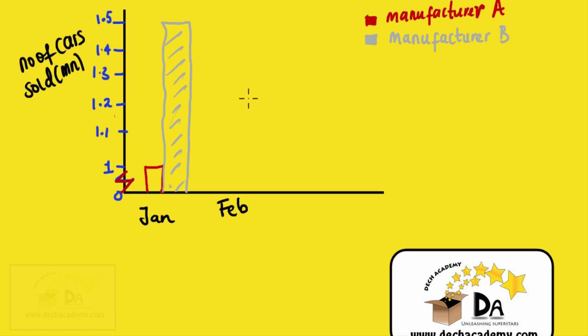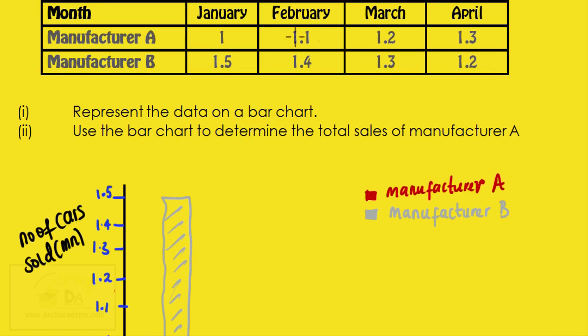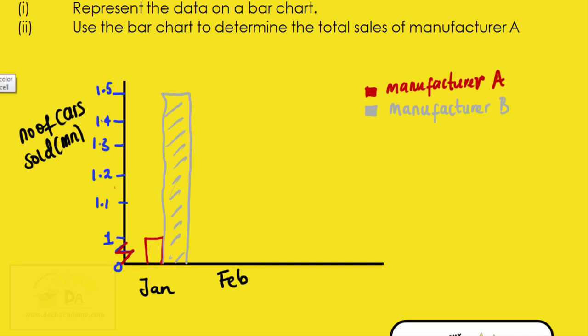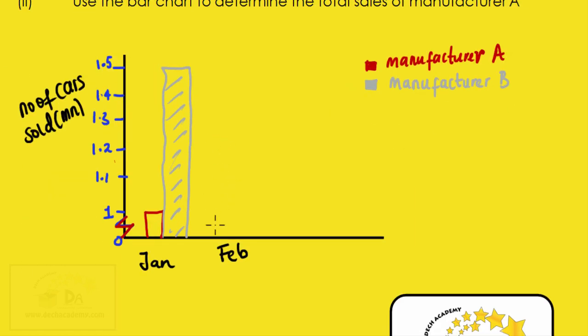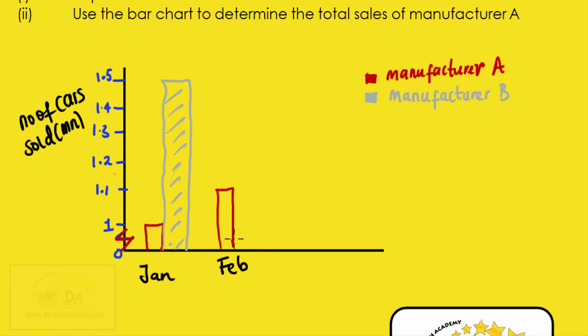In the month of February, manufacturer A sold 1.1 million cars, manufacturer B sold 1.4 million cars. So red for manufacturer A, which is 1.1. The height of this bar is going to correspond to 1.1 on this axis. And for manufacturer B, the height of the bar must correspond to 1.4. So 1.4 is here.